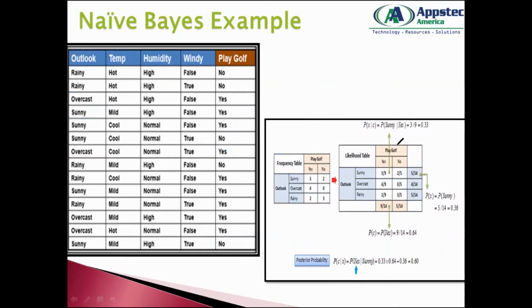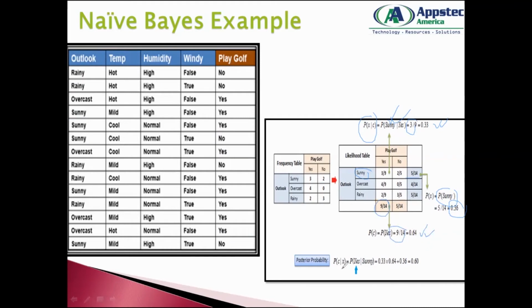So now what I did here is I did P of X given C. That means the probability when it was sunny and I played, it is 3 by 9, which is 0.33. And what is the probability of P of X? P of X is nothing but only sunny. When it was only sunny, I know the row count is 5 by 14, which is 0.36. And what is my P of C? That means the overall yes is 9 by 14, which is 0.64.